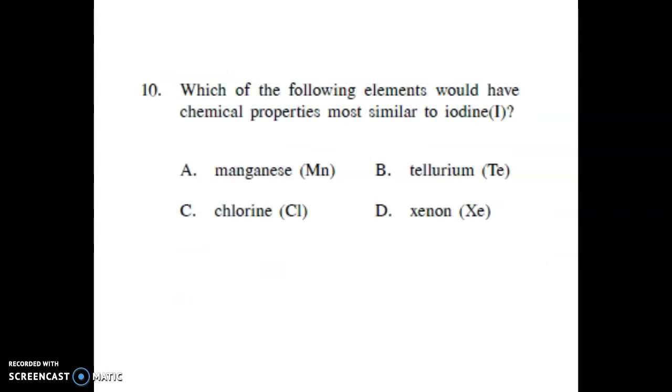Question 10. Which of the following elements would have chemical properties most similar to iodine? A. Manganese. B. Tellurium. C. Chlorine. Or D. Xenon.